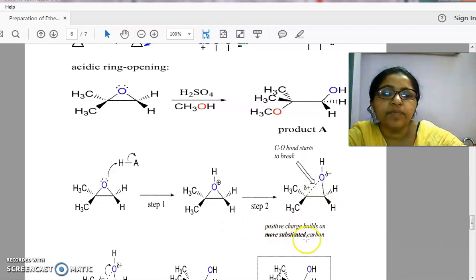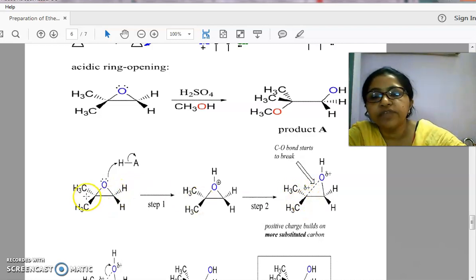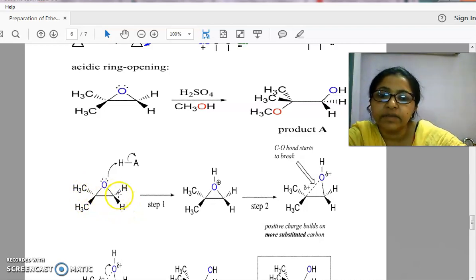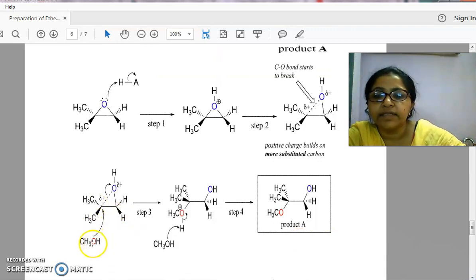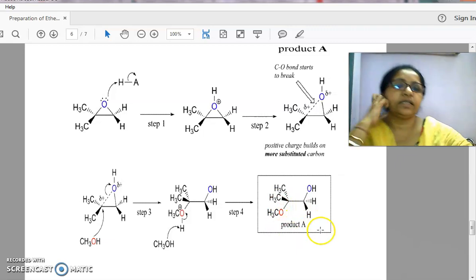Now which side will it break? It will break on that side where there is more substitution. We have taken an unsymmetrical epoxide. This is having a different environment. Now if this bond breaks, you get a tertiary carbocation, whereas if this bond is breaking, you get a primary carbocation. Tertiary carbocation is more stable, so therefore it will break this side, and this is the alcohol which is coming and attacking here. Then again the proton abstraction, and you get an ether. Okay, so this is the product A.